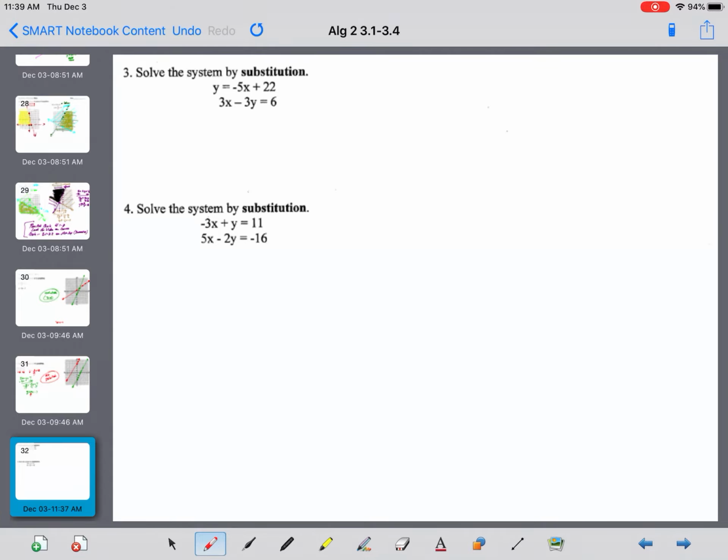All right, next, we'll solve a system by substitution. So substitution is where you take one equation and place it into the other equation. So you've got to have one equation that's solved for a single variable. That equation is solved for y. So we're going to take that negative 5x plus 22, and we're going to put it in for y.